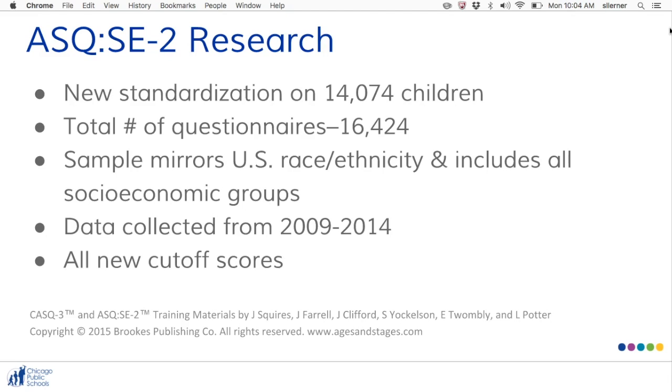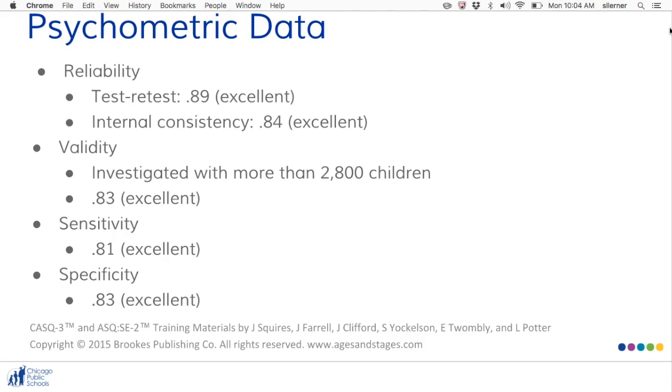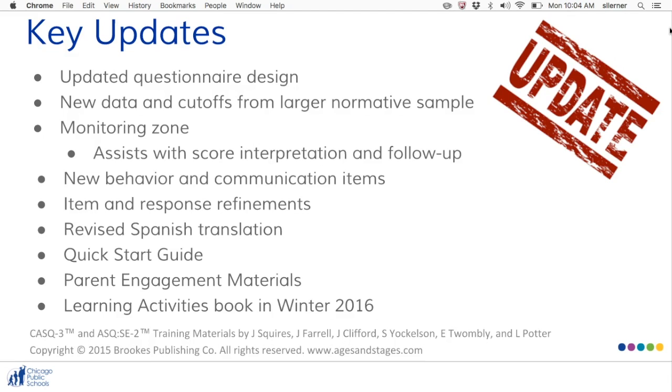The sample mirrored the U.S. race ethnicity composite and included all socioeconomic groups. Data was collected from 2009 to 2014. As a result of the larger sample and added information, new cutoff scores were developed for the ASQSE2. How do we know the ASQSE2 is a sound screening instrument? The ASQSE2 recorded excellent findings for each of the 4 psychometric indicators that are critical to the soundness of any screening instrument. As you can see, there are several updates in the ASQSE2.